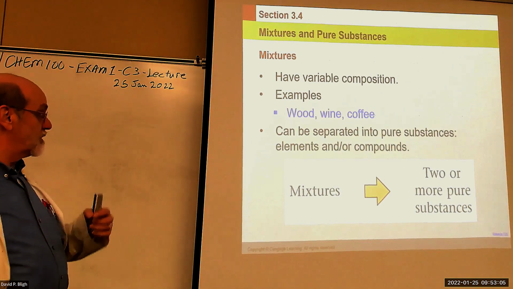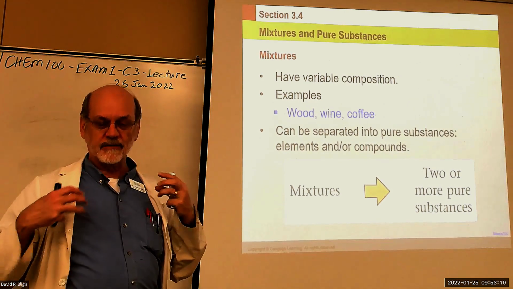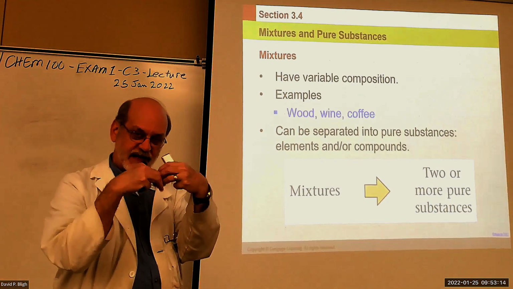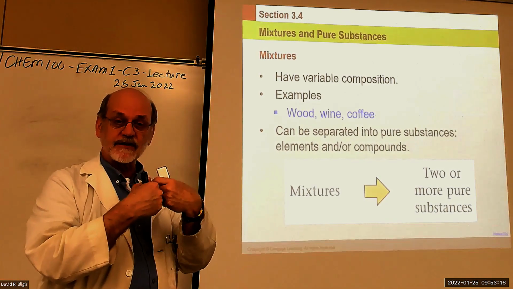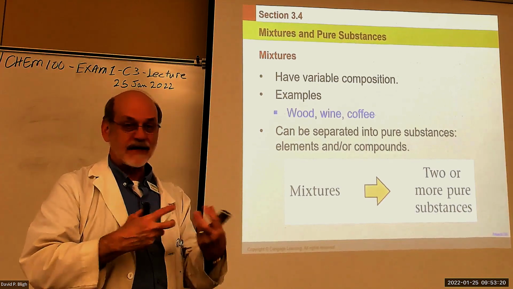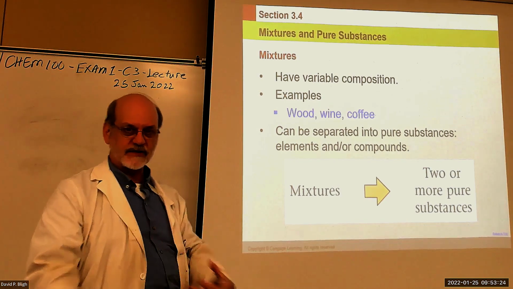Now, mixtures can be separated by physical means. Right? You have the pure substances mixed together, and when you separate them by physical means, you still have those pure substances. Right? Their identities have not changed because we're separating them using physical processes.